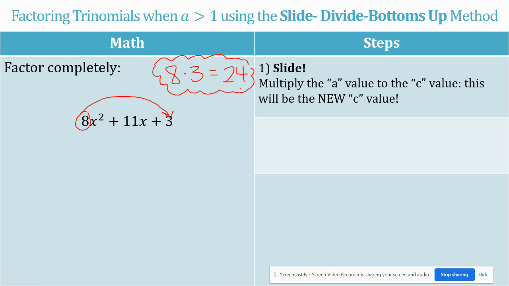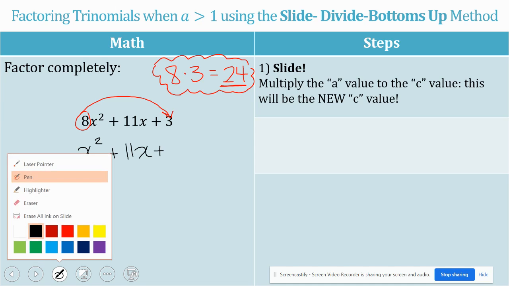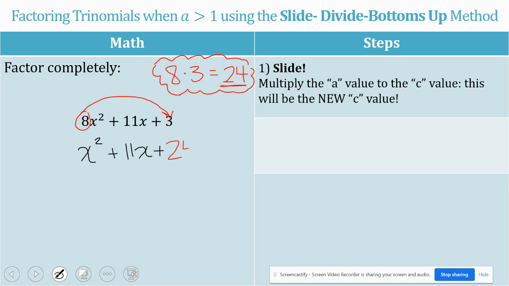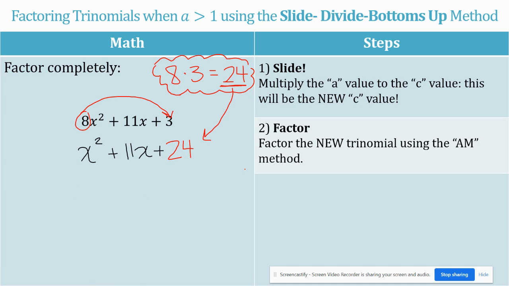Now this 24 is going to become our new c value. I'm going to get rid of the a value. It's going to become 1 now, so I'm just going to bring it down. We're not going to have an 8 in front. Bring down the 11x plus, and now instead of 3, we're going to write 24. So that's where the 24 comes from. We multiplied 8 and 3 and got 24. So now the next step is to factor it.